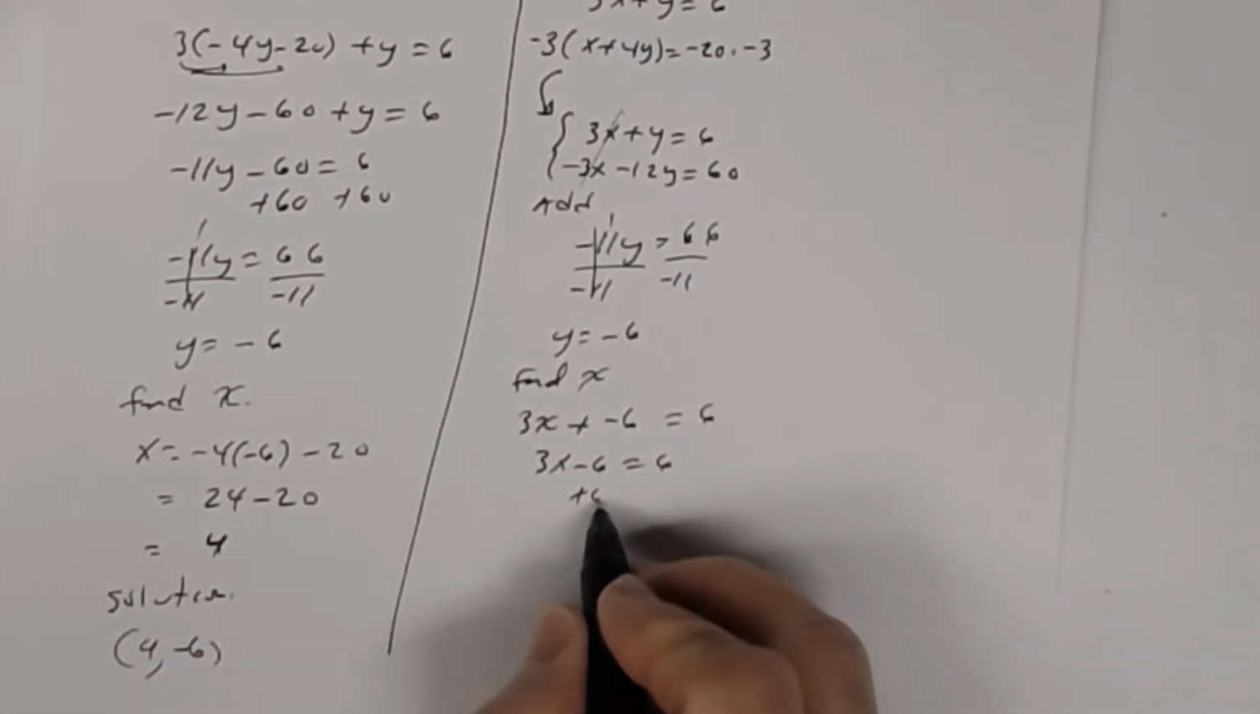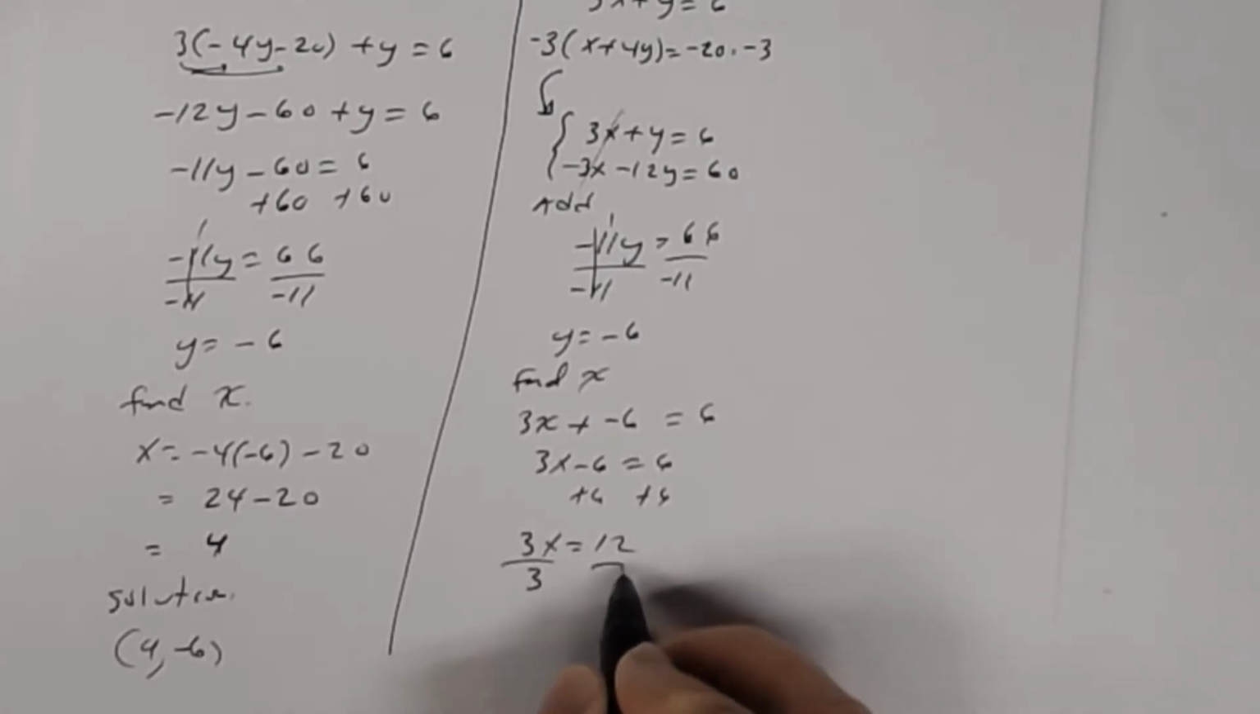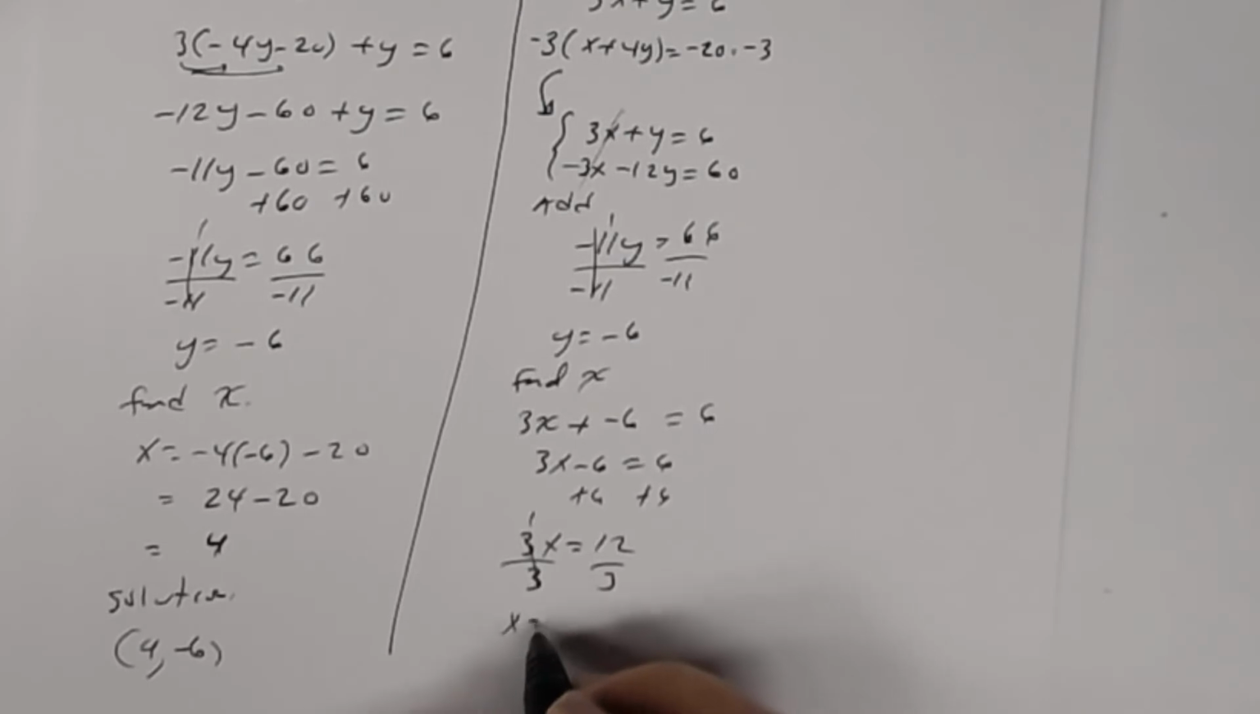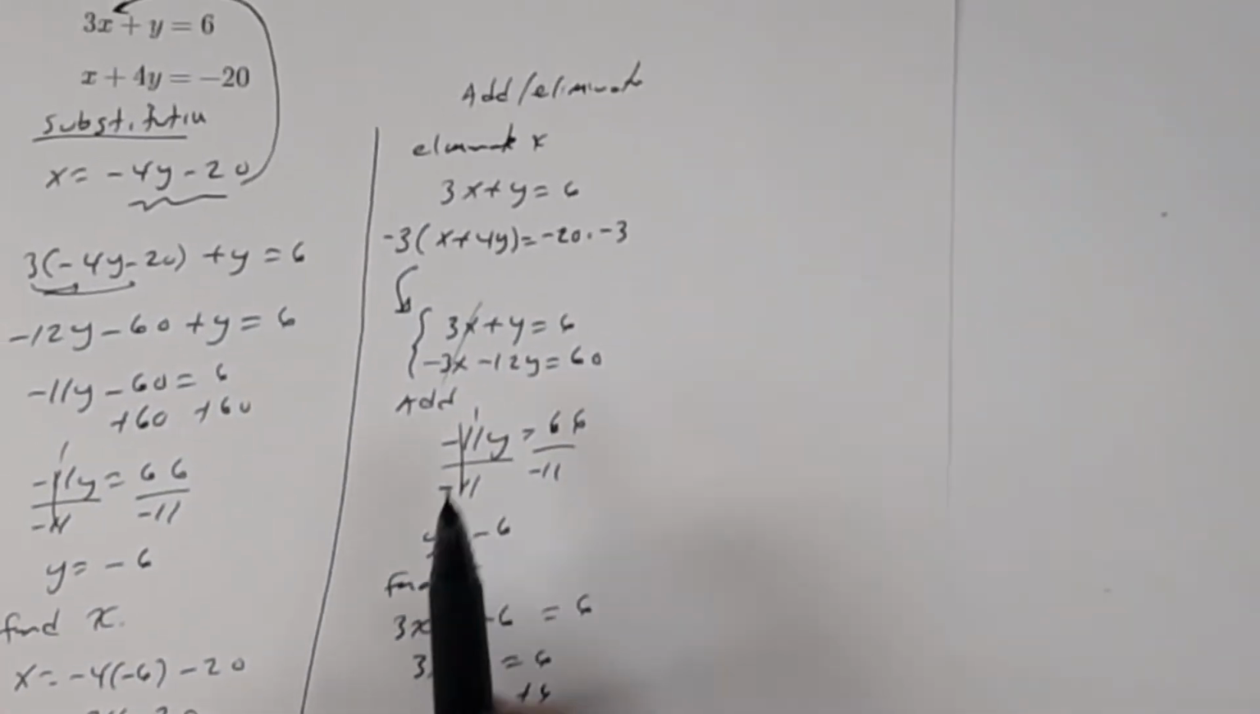Adding 6 to both sides, I get 3x equals 12. Divide both sides by 3. I get x to be 4. All right, and notice the same value for x here. So the solution will be 4 comma negative 6. Okay, so that's what you did if you eliminated the x.